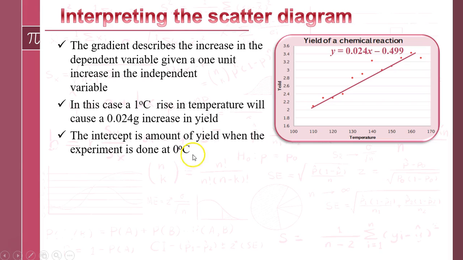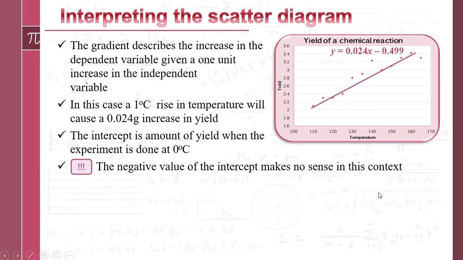The intercept, in this particular context, is the amount of yield when the experiment is done at 0 degrees centigrade. You've got to be a little bit careful here, because you can see we've got this figure of minus 0.499, which doesn't make a whole lot of sense, because that's telling us that when we've got this reaction happening at 0 degrees, we're destroying the yield, which again doesn't make any conceptual sense. Be careful: we're not going to get our intercept just by drawing the line and keeping it going back, because you'll notice my axes don't start at 0. So we've got to be a bit careful with that one.